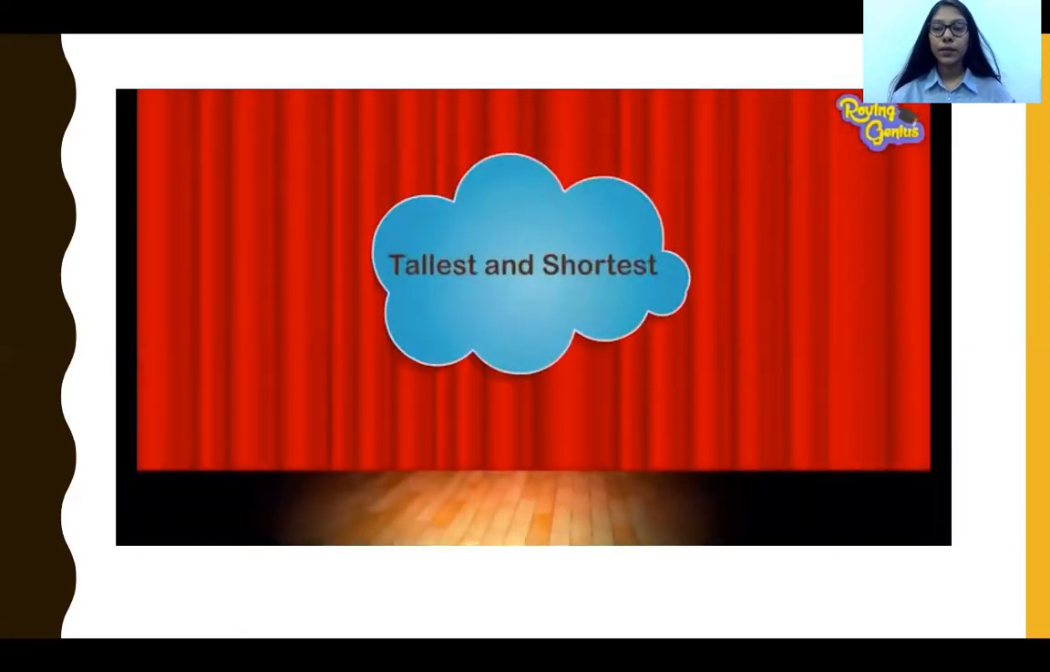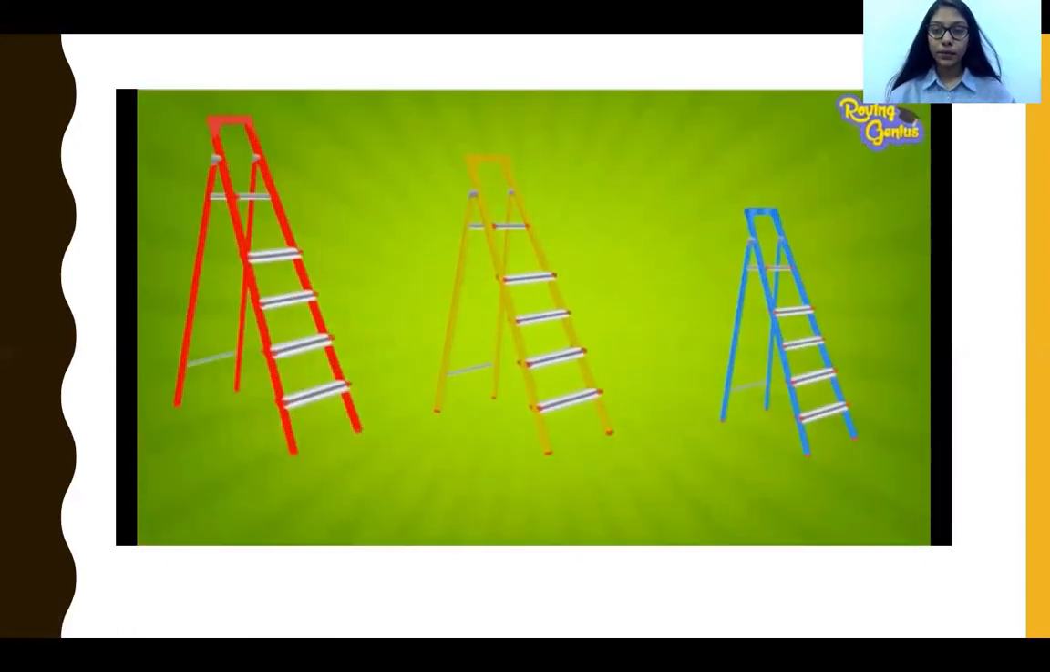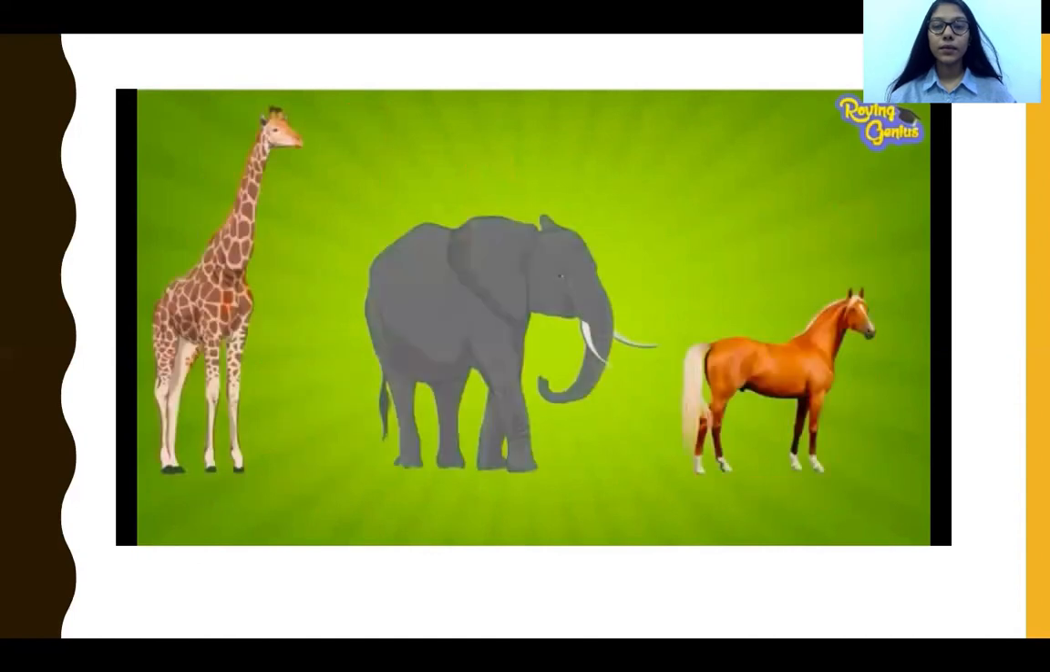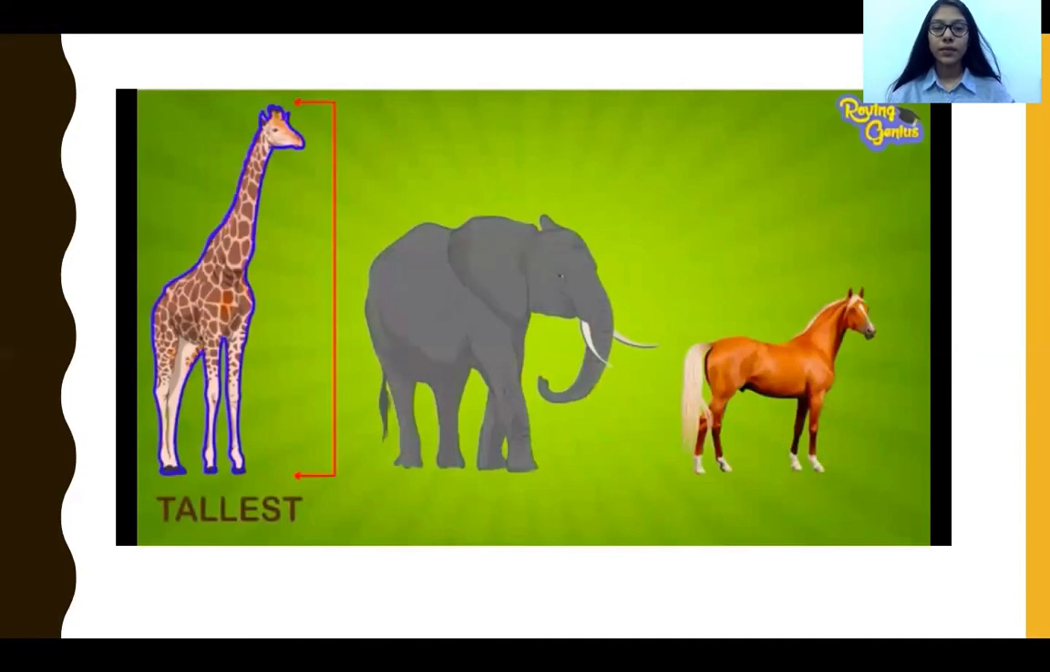Tallest and shortest. Look at the three ladders. They are of unequal heights. Here, the red ladder is the tallest of the three ladders, and the blue ladder is the shortest. Similarly, the giraffe is the tallest of the three animals, and the horse is the shortest amongst them.